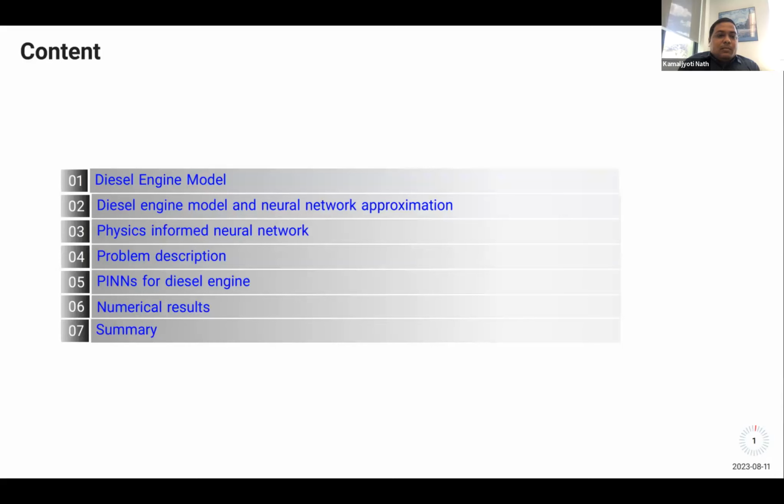So this is the content of my talk. First I'll discuss the diesel engine a little bit, then how the diesel engine is approximated with neural networks, then physics-informed neural networks, then the problem description, and physics-informed neural networks for the particular problem, the diesel engine, then numerical studies and summary.